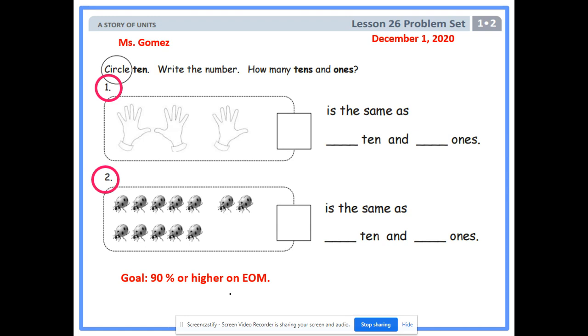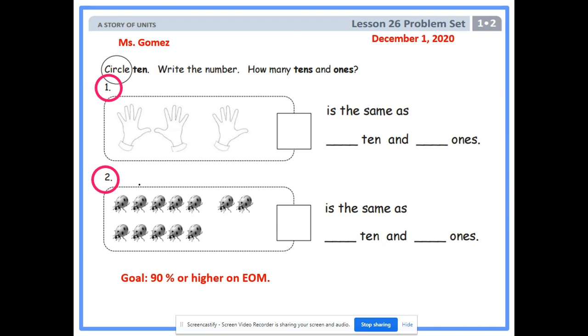At this point, you should be done writing your heading. And now I am going to do number 1 with you together. Ready? So number 1 says circle 10. What are we going to do? Get ready. Yes, circle 10. Write the number. Then what are we going to do next? Get ready. And then we write how many 10s and how many 1s. Just like our key points, right? We circle 10, we identify the whole number, and then we just write how many 10s and how many 1s.